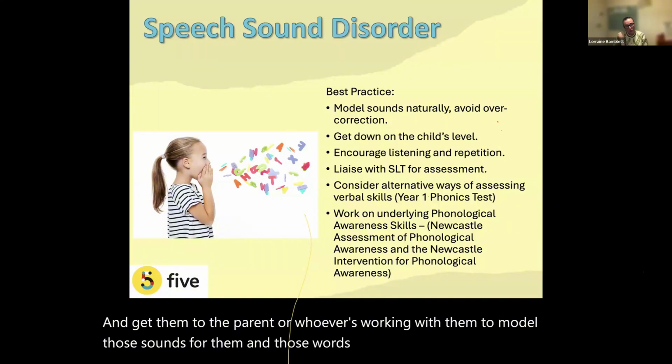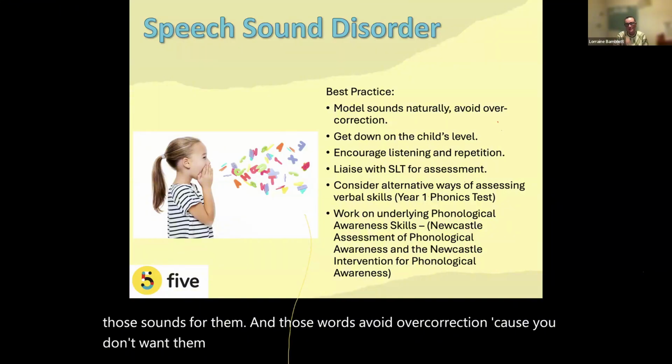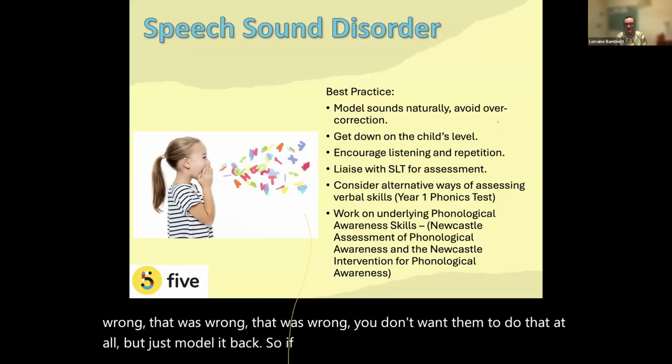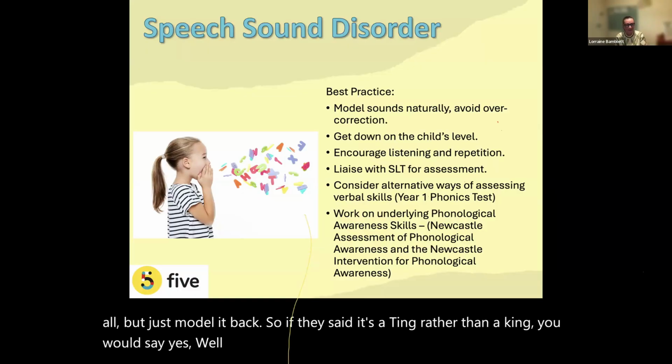Avoid overcorrection, because you don't want them to feel really conscious of their speech. You don't want to say, "Oh no, that was wrong," at all, but just model it back. So if they said it's a ting rather than a king, you would say, yes, well done. Oh, the thing in the castle, that is a king. So they're hearing it in the correct way.